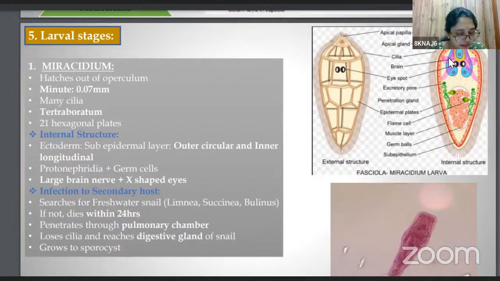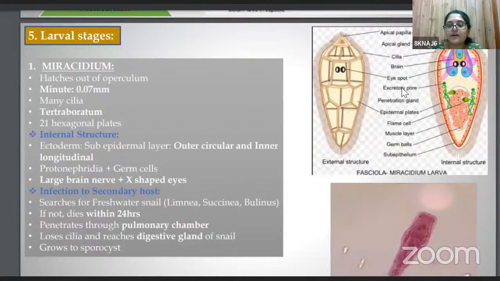Please see here. And in this brain you have nerve fibers present, and two pigmented eye spots are also present. These are the pigmented eye spots. Then you have protonephridia or flame cells that open into the exterior through the excretory pore that is present over here. In the posterior part, you have groups of cells which are known as germ balls. These are the germ balls present. They are the developing embryos, in fact.